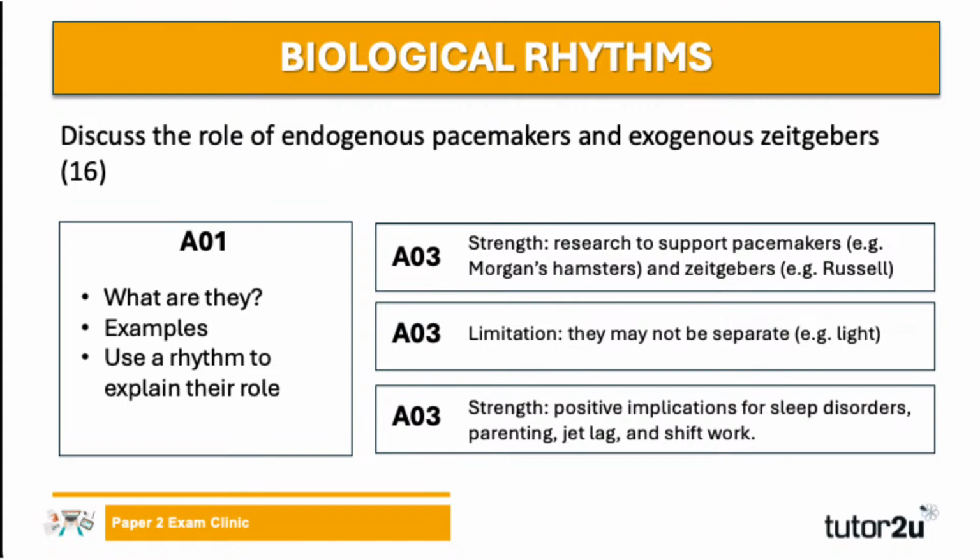Limitation: they're not really separate. All these studies that attempt to separate them are not representative of how they operate in day-to-day life, because they are not separate. They continually work together. And then a suggested strength could be that they have practical applications. We can use them to prevent things like jet lag by starting to adjust to the time zone you go into, and shift work. We know that people experience a circadian trough at a certain time.